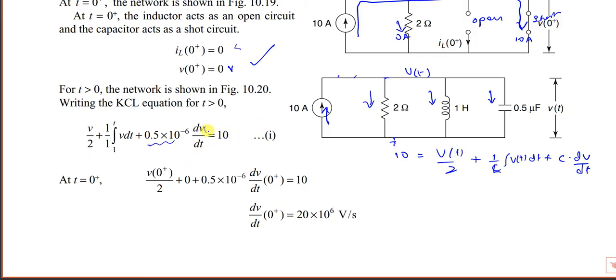Now we have to find dV by dt. The dV by dt term is already there. So substitute t equals 0 plus. If you substitute t equals 0 plus, write V of t also. So substitute the t value as V of 0 plus by 2, and delta t is given as 0. This is just the instant, no? Just after the instant, delta t is 0, so it is 0 only.